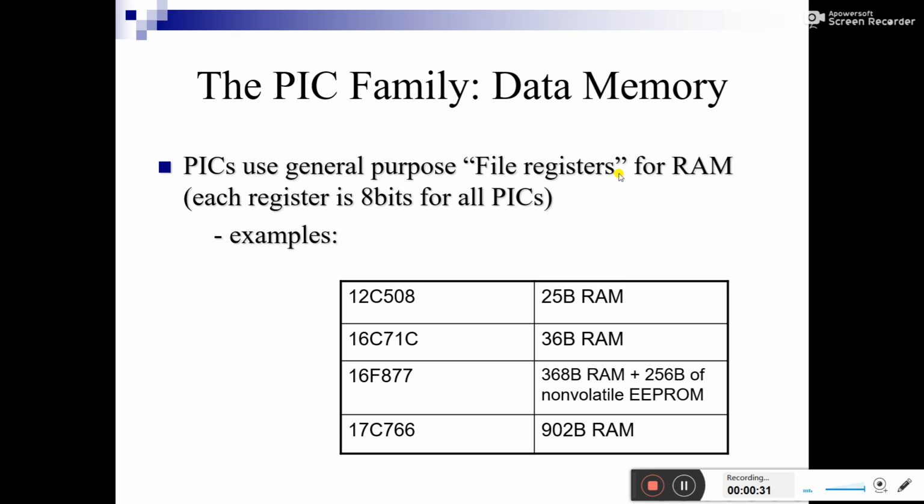It is also known as the file register, or RAM. For the 12C508, only 25 bytes of RAM are available. The 16C71C has 36 bytes of RAM available. The 16F877 has 368 bytes of RAM plus 256 bytes of non-volatile EEPROM, and the 176677 has 902 bytes of RAM available with the memory.